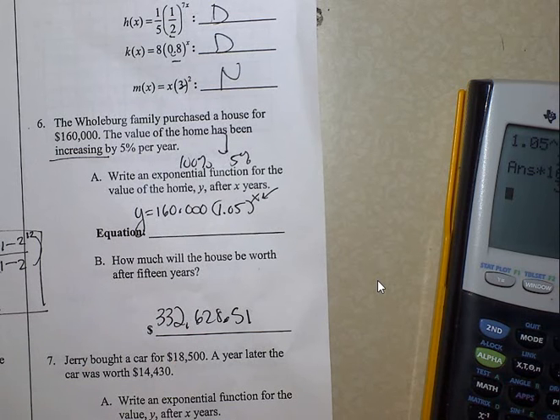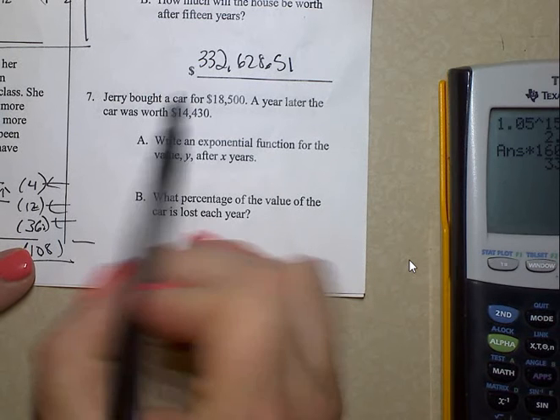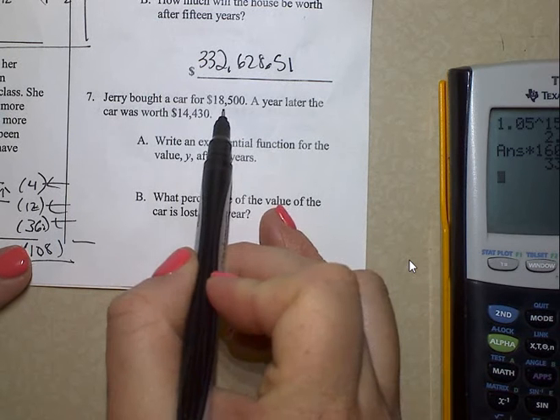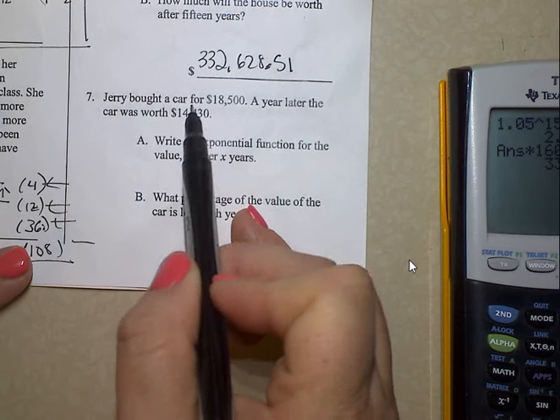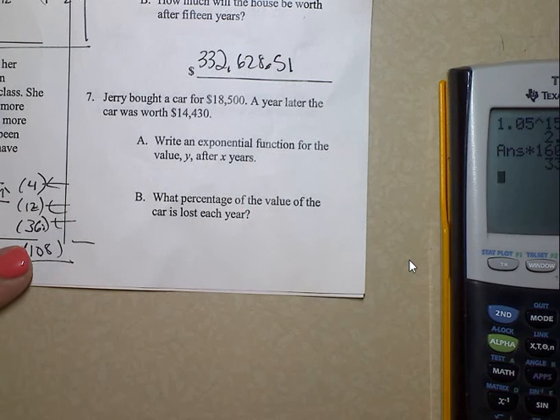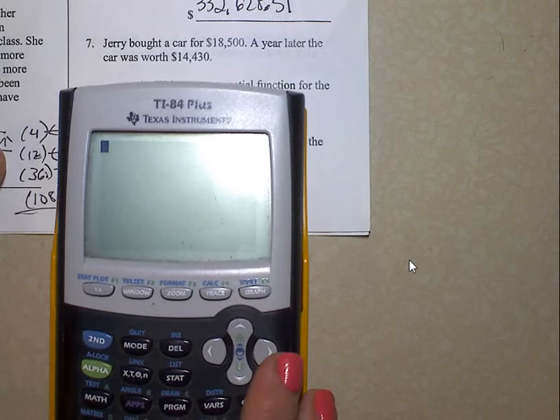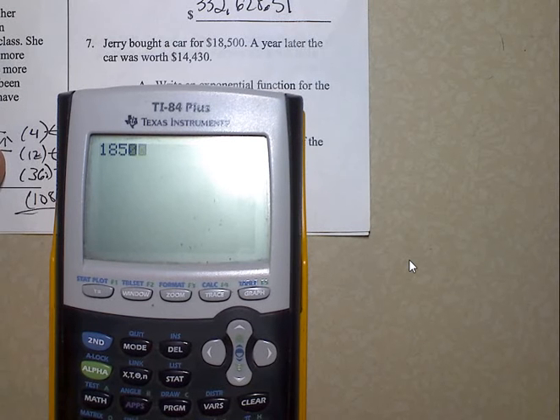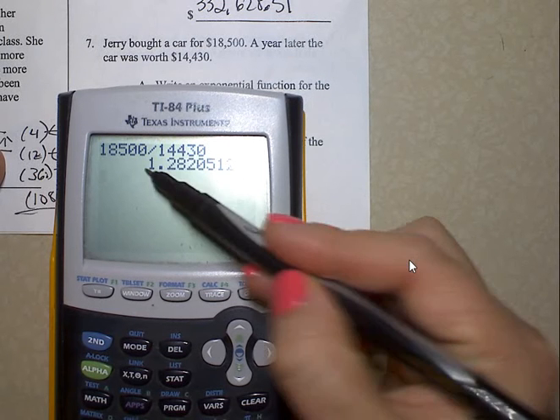Okay. Number 7. Now we're going to use some common sense here. Jerry buys a car, it's worth 18,500. A year later, it's worth 14,430. Do you think this is growth or decay? Because it's going down. Remember, decay is less than 1. Please watch. If you're rattled tomorrow, you're taking the test, you're a little nervous, and you happen to plug it in wrong, look what you would get. If you plug it in the wrong, do you see how this is a growth model? It's greater than 1. So we're going to flip it.